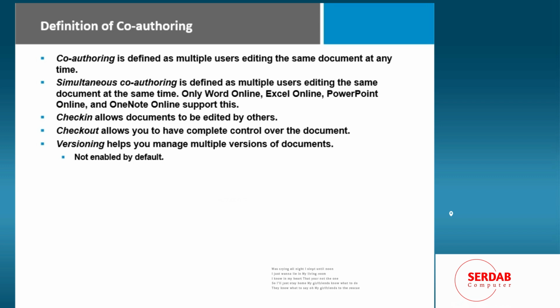When you're working with Word Online, PowerPoint Online, Excel Online, we can do a lot of co-authoring. Co-authoring is defined as having multiple users editing the same document at any given time. We're also going to see that we have our co-authoring that's happening at the same time, which means I could be working on a document and you could be working on the exact same document.